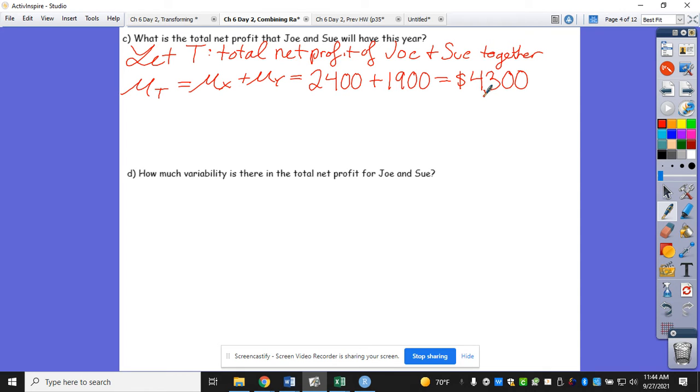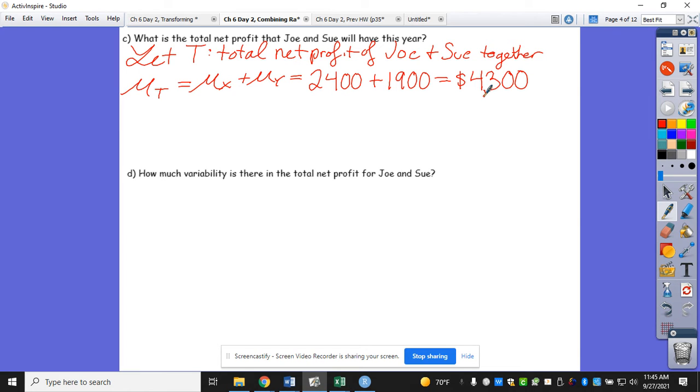Now this is the one that gets changed depending on what happens. Standard deviation, it matters what you're doing to see what you do to it. Net profit is their combined profit. And there wasn't anything to take away that we know of. Right. So we need to know rules for standard deviation.